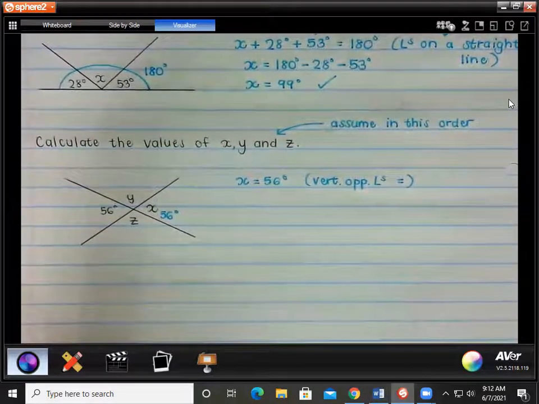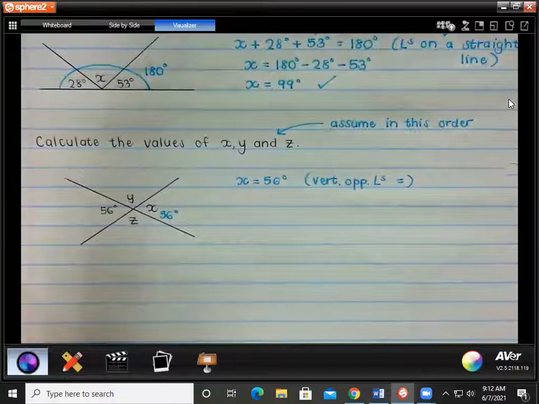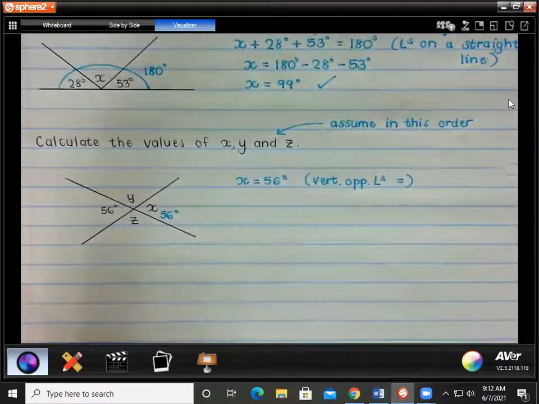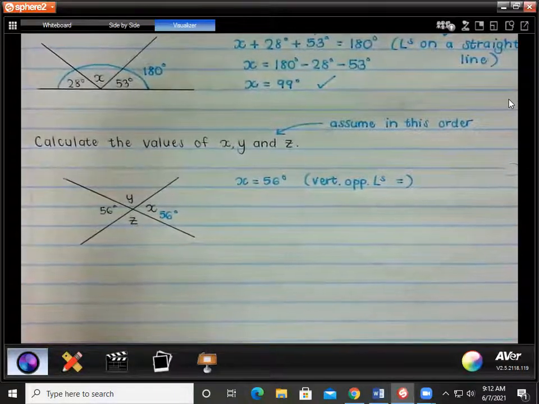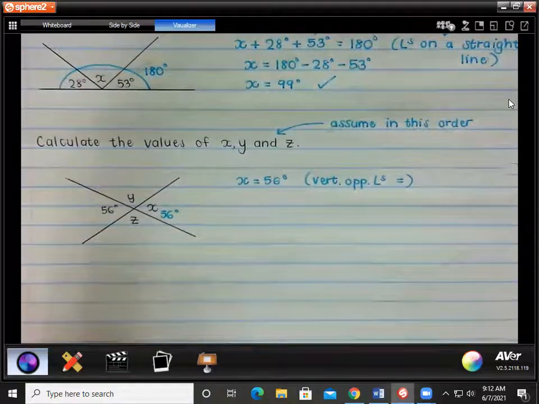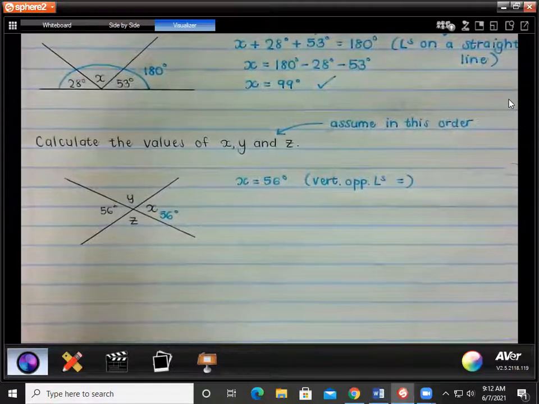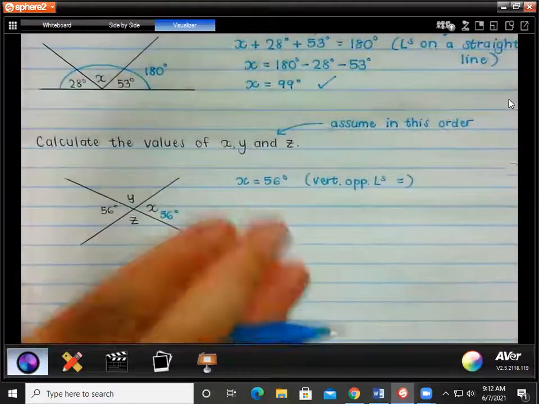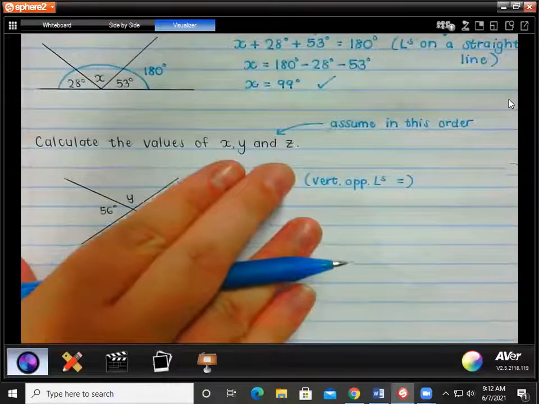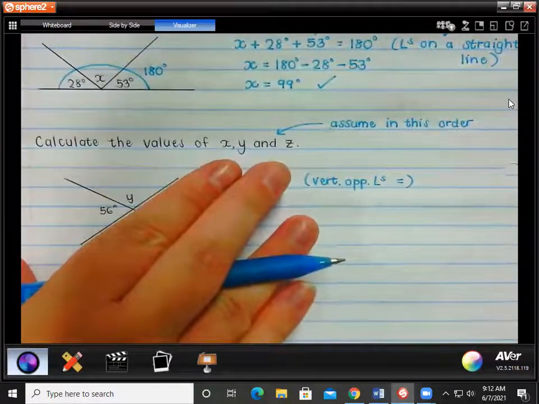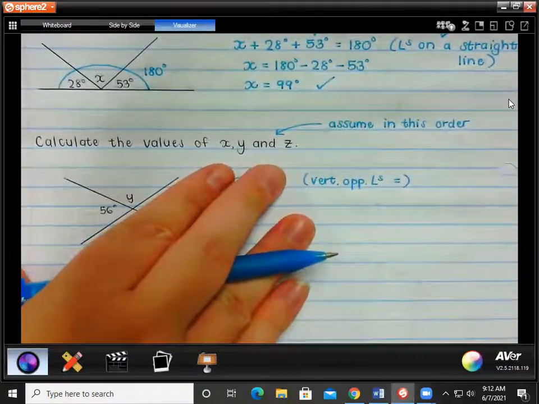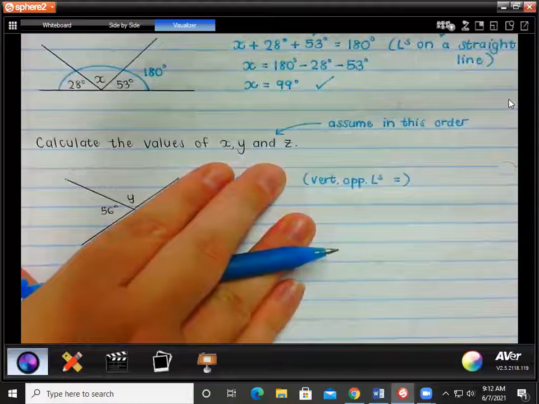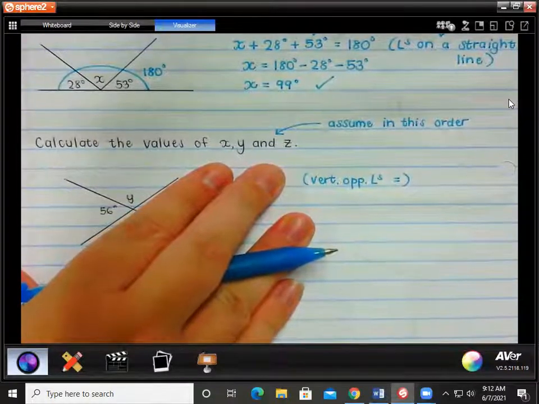Now we need to find Y. That's the next one. Now what can I use? I want to hear from someone else, someone else that hasn't spoken yet today. Joseph? What do you think? What can I use for y? I'm not quite sure. Look at that. Does that help? I don't know. Sorry.